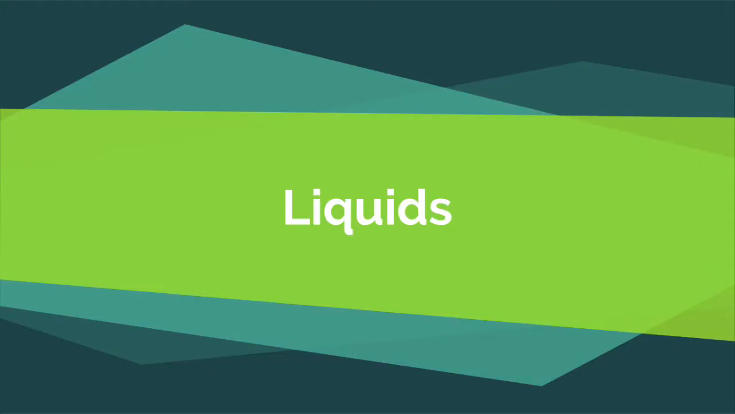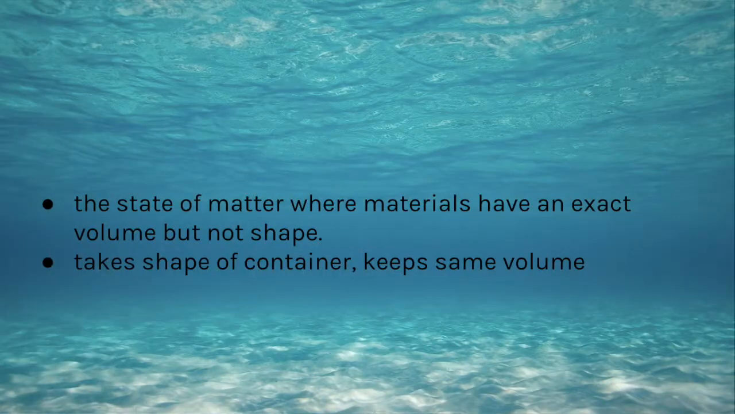Liquids are another state of matter. They have a definite volume but an indefinite shape. That means that they will take the shape of the container that they are in, and they will always take up the same amount of space unless changed. An example of a liquid is water.